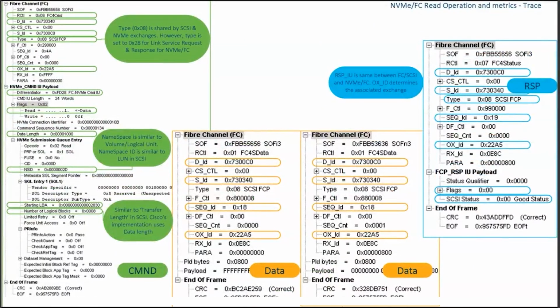And by the way, the format of the response frame is the same between SCSI and NVMe. So don't get confused. When you see a response frame of an NVMe transaction and you see SCSI status there, that doesn't make sense, right? Actually, that's by design. There would be a SCSI status flowing in an NVMe transaction. That's very interesting, but it's by design.